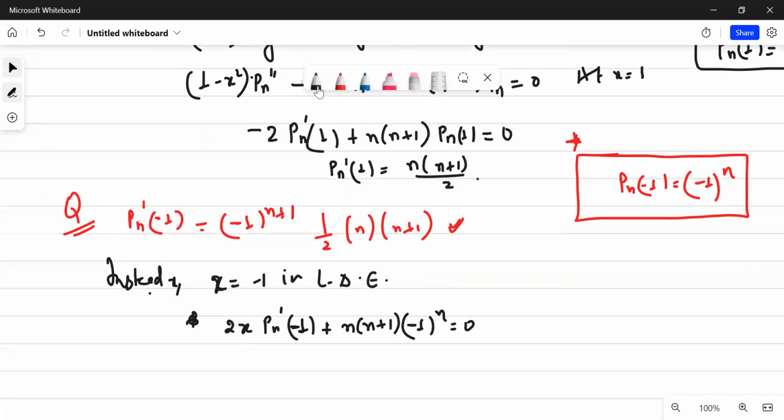And overall, sorry, this will not be there. So overall, you will get Pn dash minus 1 is equal to minus 1 raised to power n, और एक और negative आएगा, so minus 1 raised to power n plus 1 and 1 upon 2 n into n plus 1. Is that clear to you? ये चीज समझ में आ गई?